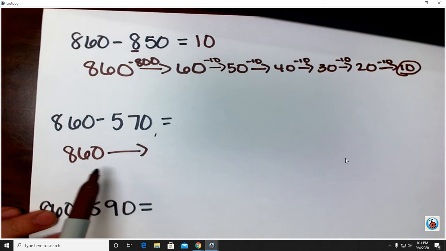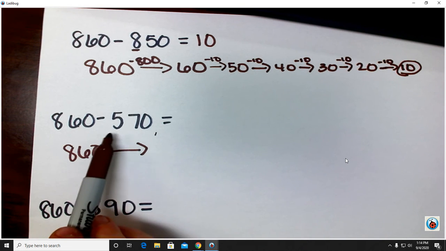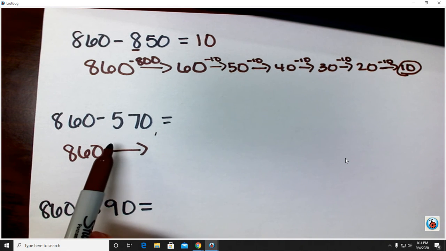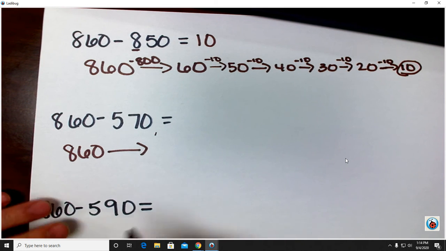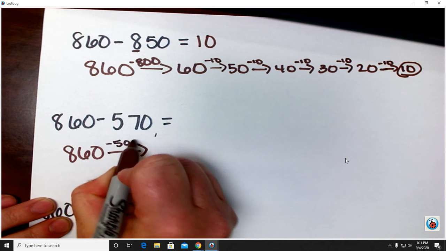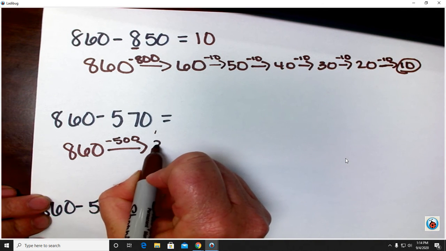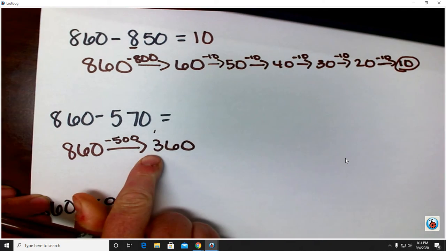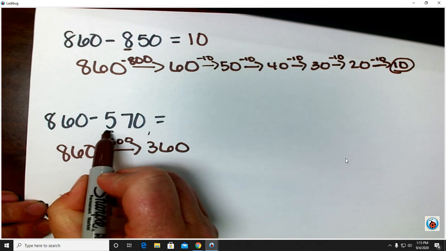So I'm just jumping into my hundreds and I'm not breaking them apart. If you need to break them apart, please do. Like in 570, you can make 5 jumps of minus 100. You do whatever is best for you. Okay? So I'm just going to make a jump of minus 500. So I know that 860 minus 500 is 360, because the only thing I'm changing is my hundreds. Okay? So I've made my jump of 500.